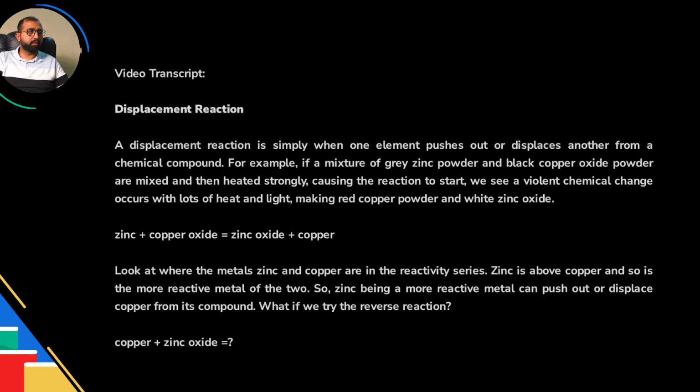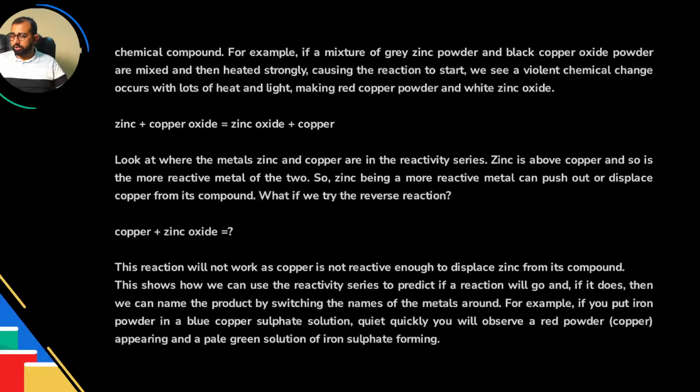Similarly, over here you can see that what do we have here? Copper powder. So copper was part of the compound, but now it is no longer there. Why did we have to heat it? Because maybe the bonding is too strong, maybe the reactivity is very low. So all of that. Okay. The equation is given. This is a word equation. Look at where the metals zinc and copper are in the reactivity series. So in the reactivity series, zinc is higher up, copper is lower. Zinc is above copper, and so is the more reactive metal of the two. Zinc, being more reactive, can push out or displace copper.